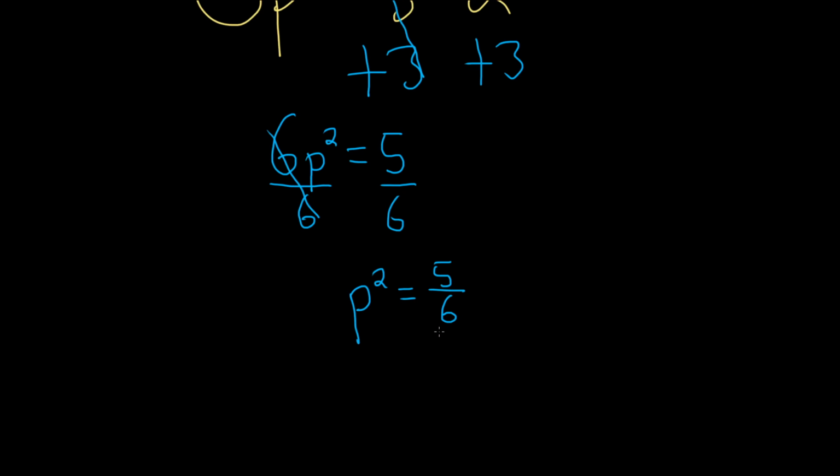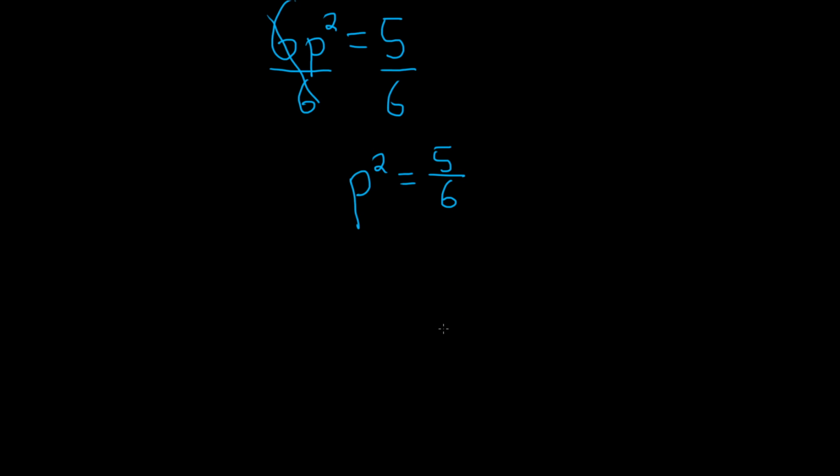And now we can apply the square root property. The square root property says to get rid of the 2 here, we can take the square root of both sides. That'll leave us with p equals plus or minus, and then we can break this up into 2 square roots. And you'll see why I'm doing this in a minute. The square root of 5 over the square root of 6.